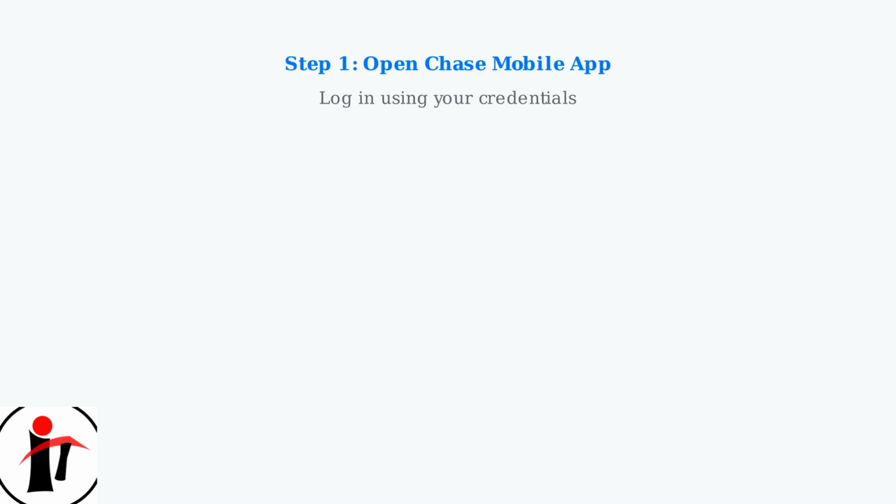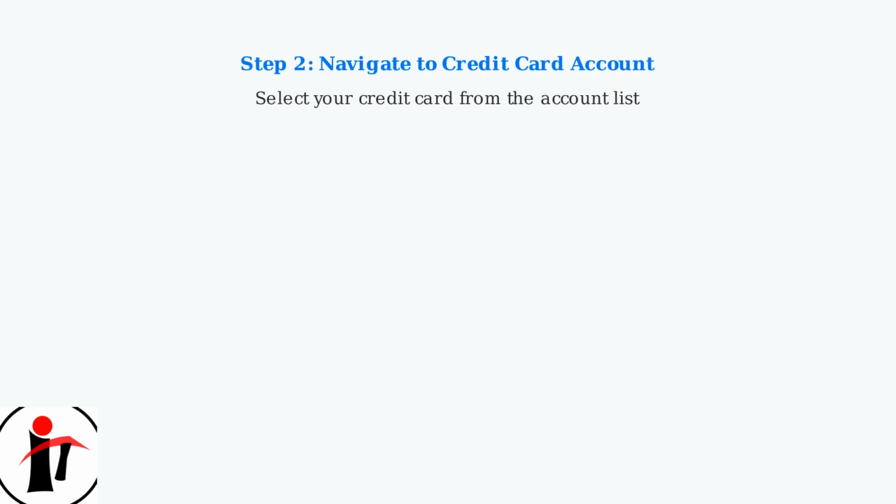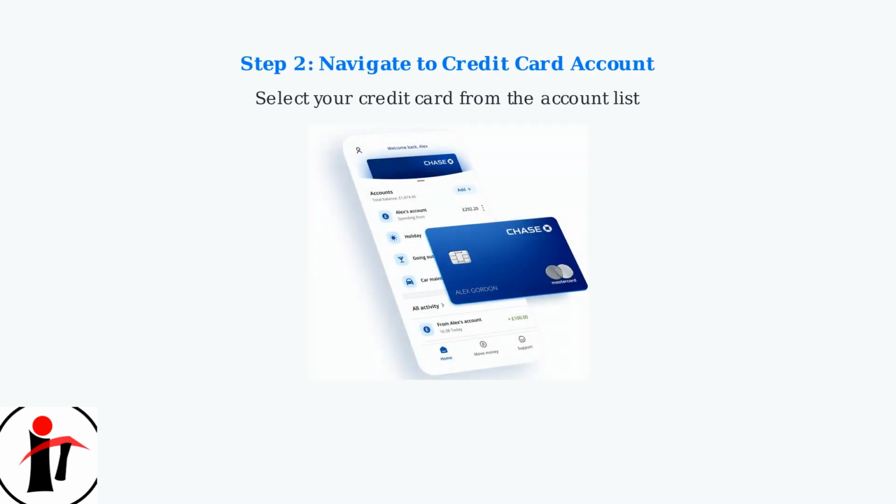Chase Bank has enhanced its mobile app to provide instant access to your full credit card number. The process begins by opening the Chase mobile app on your smartphone. Once logged in, navigate to your credit card account from the main dashboard. You'll see your account overview with balance and recent activity.